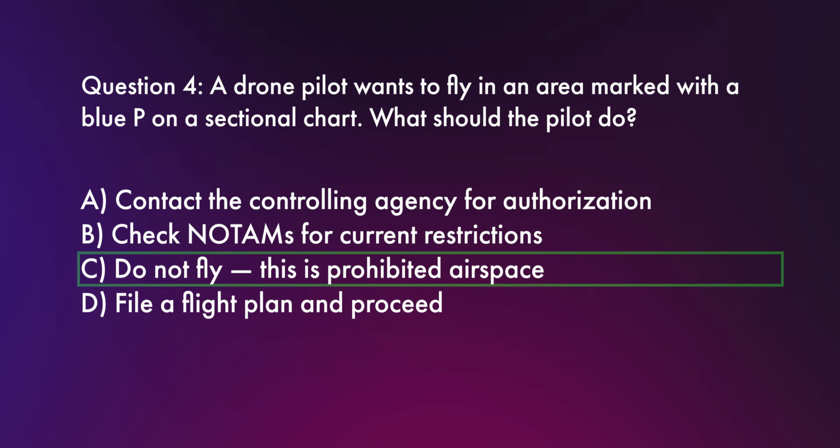The answer is C. Prohibited airspace is prohibited. No authorization process, no agency to contact, no exceptions. Blue P on the chart means you find a different location. In professional practice, you identify these areas during pre-production and simply don't schedule shoots there.